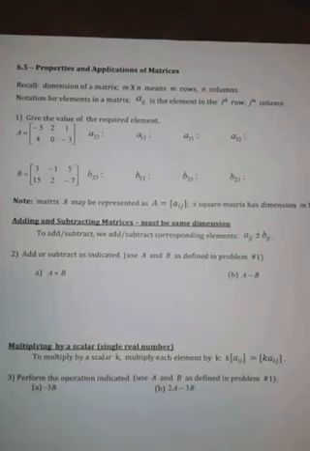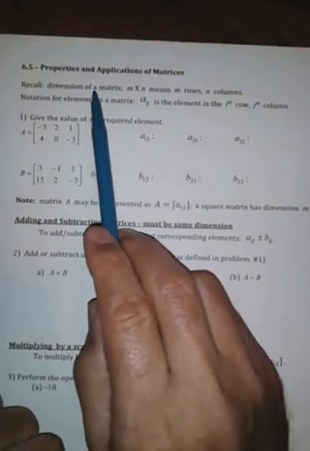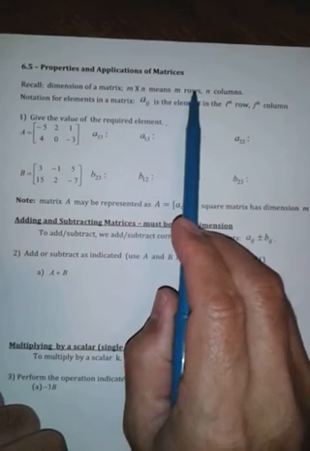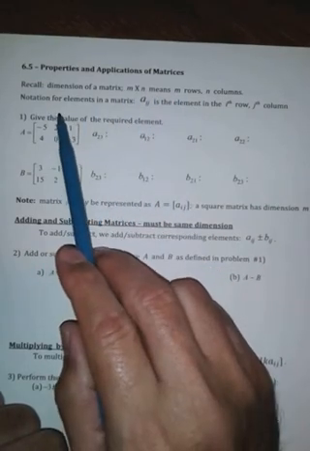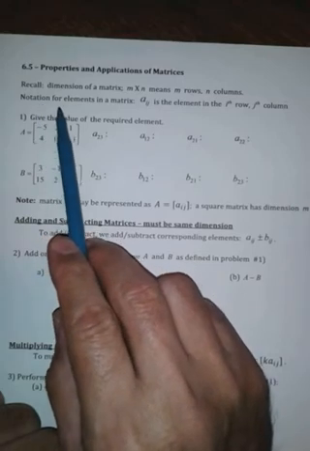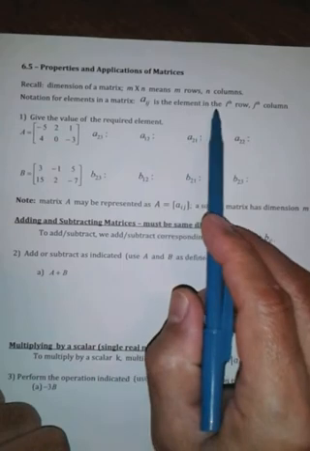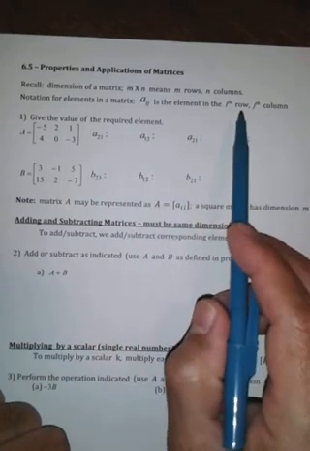All right, this is section 6.5, properties and applications of matrices. So remember, the dimension of a matrix is m by n. It's m rows by n columns. Okay, and then today we learned the notation for the elements of a matrix. A sub ij is the element in the ith row, jth column.